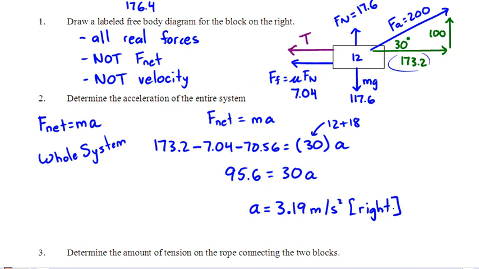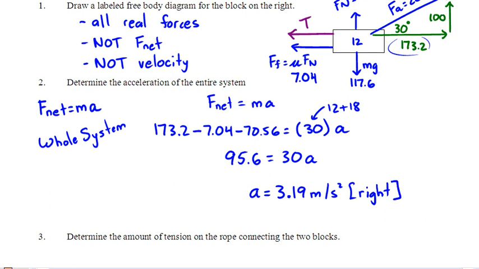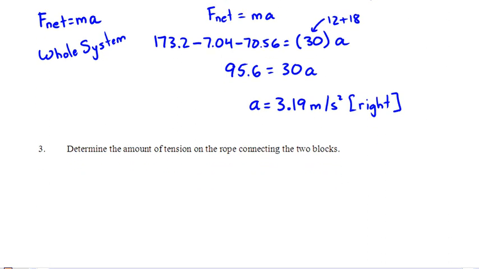So we can use F net equals ma. Sometimes you do the whole system like we just did here. That lets you avoid tensions. Other times we're going to do just one of them because we want to bring the tension into the story, and that's what's going to happen in question 3.